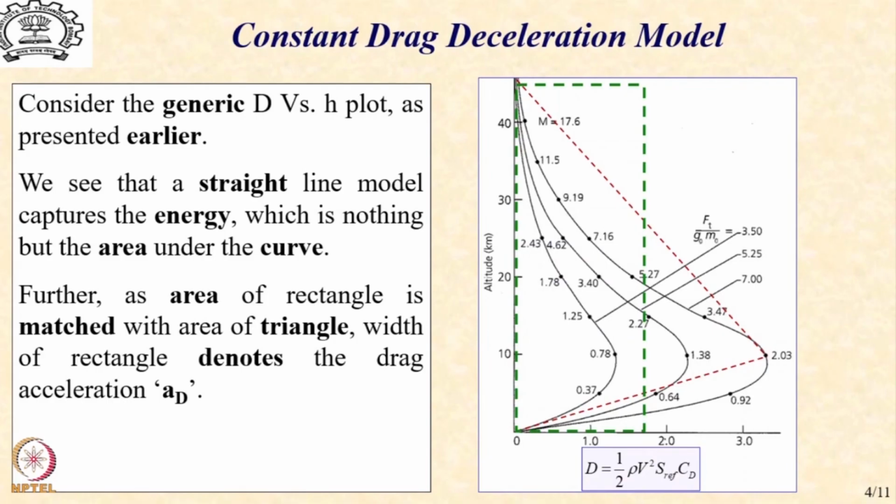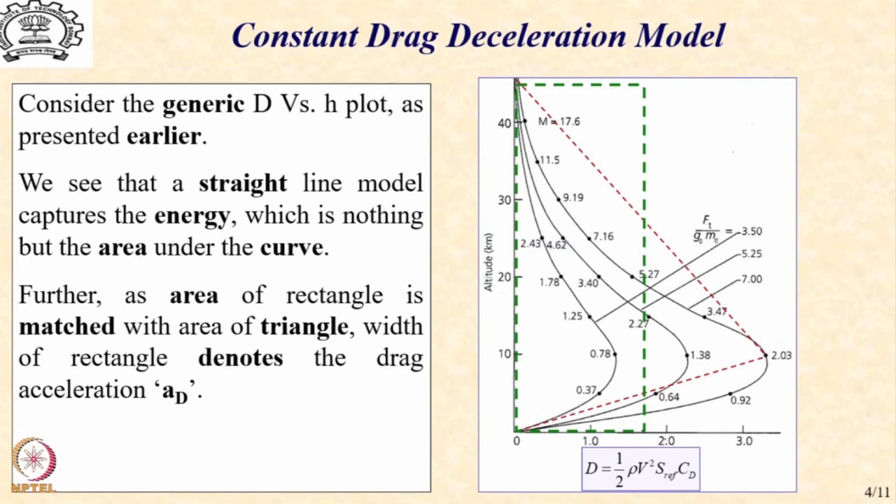The reason for generating this triangle is that once I create this triangle, I can match this triangle with the green rectangle as the next level of energy matching. So I can say that the area under the triangle, which is same as the area under the actual curve, is also the area under the rectangle. And once I assume that the area under the rectangle is same as the area under the curve, then the width of the rectangle is nothing but my average drag acceleration that I have used in the expression. I hope this translation is clear to you.